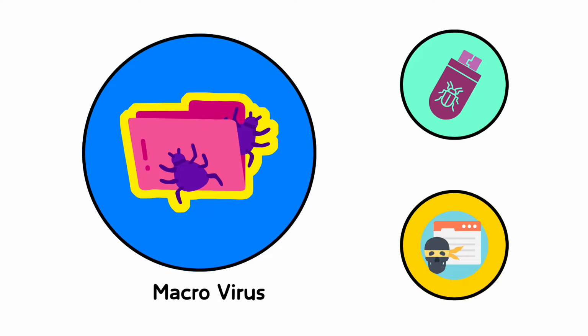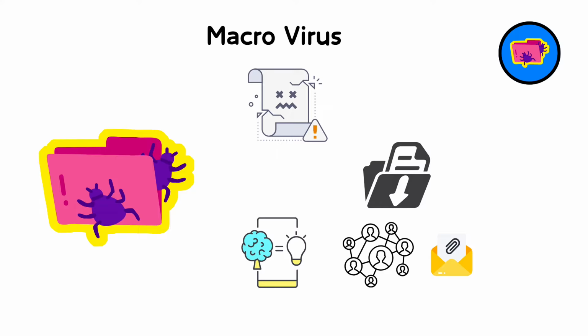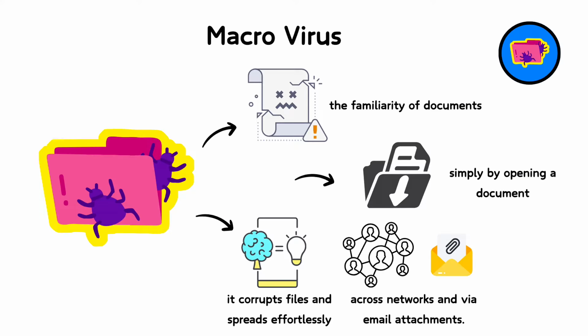Macro virus. Cloaked within the familiarity of documents, the macro virus embeds itself in the macros of popular word processors. It lies dormant until you trigger it, simply by opening a document. Subtle yet insidious, it replicates through the very templates designed for efficiency, turning a feature into a flaw, and in doing so, it corrupts files and spreads effortlessly across networks and via email attachments.